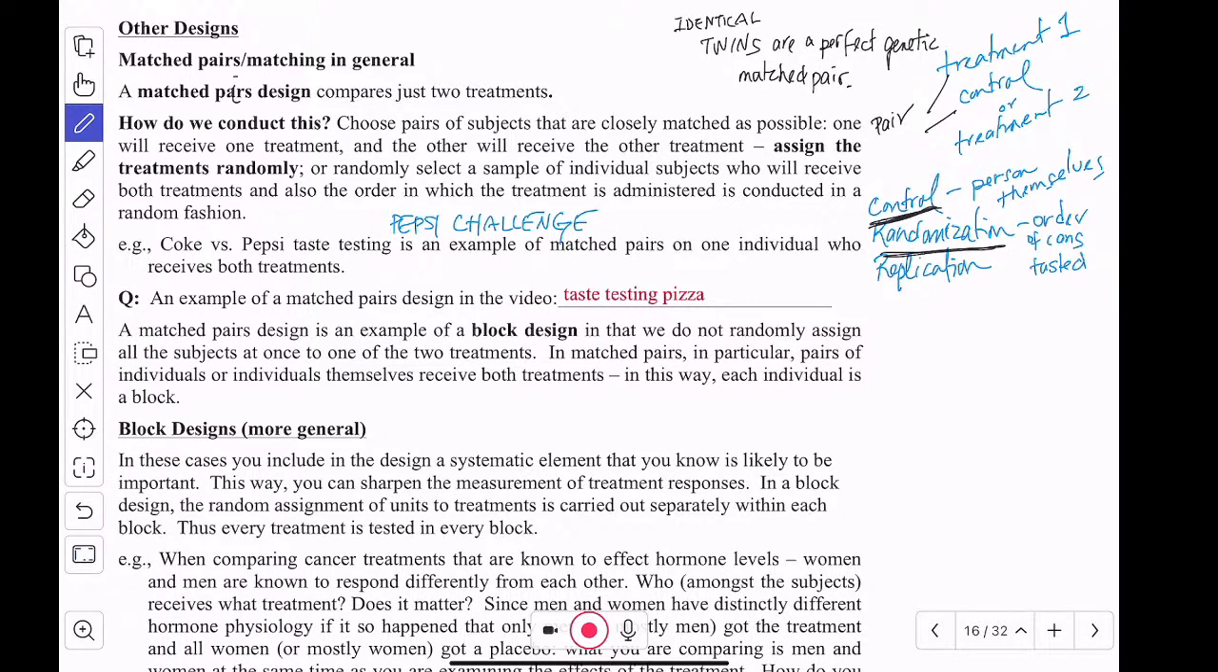So the control is the person themselves. Randomization is the order of the cans tasted. That's predetermined, and it's not decided by the individual conducting the experiment. They were numbered by a third party that was hired to manage the study and label 1 and 2 the cans in a way that the first person getting the cans would have possibly a different order than the second person getting the cans.